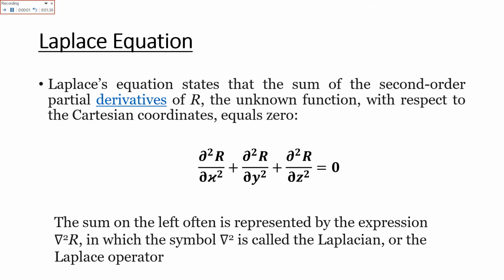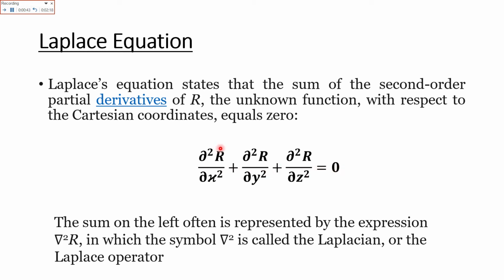Here you can see the form of the Laplace equation. The Laplace equation states that the sum of the second order partial derivatives of an unknown function R can be represented in the Cartesian coordinate form. Here, del square R over del x square is basically the partial derivative of R with respect to x. So del square R over del x square plus del square R over del y square plus del square R over del z square equal to 0. This is the Laplace equation in 3 dimensions.